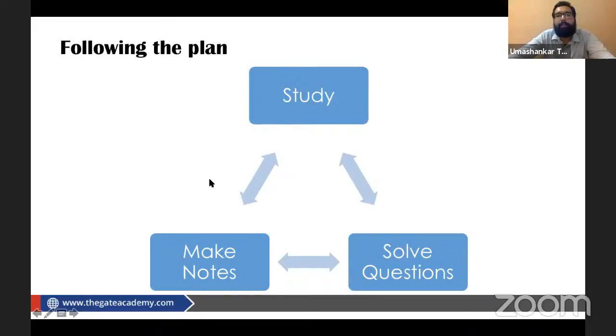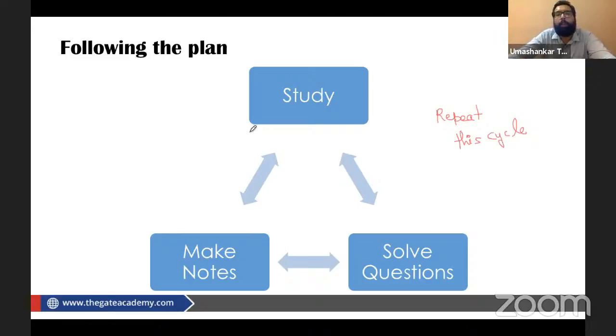Now, once we make the plan, always try to follow it, and it is very simple to follow. You have to repeat this cycle: study, solve questions and make notes. And always make your own notes. Never rely on someone else's notes. So this is also a question that is asked many times, sir.